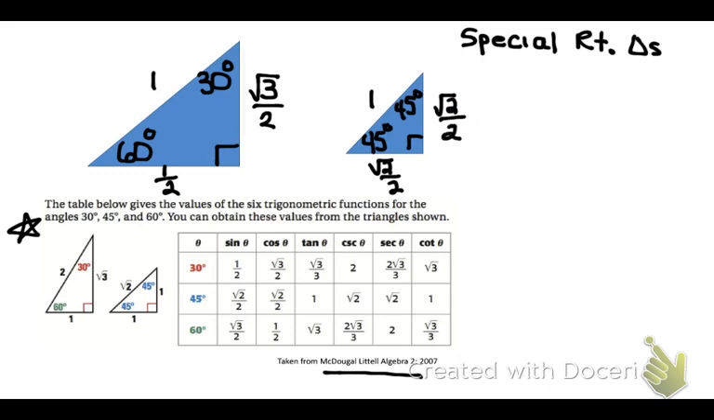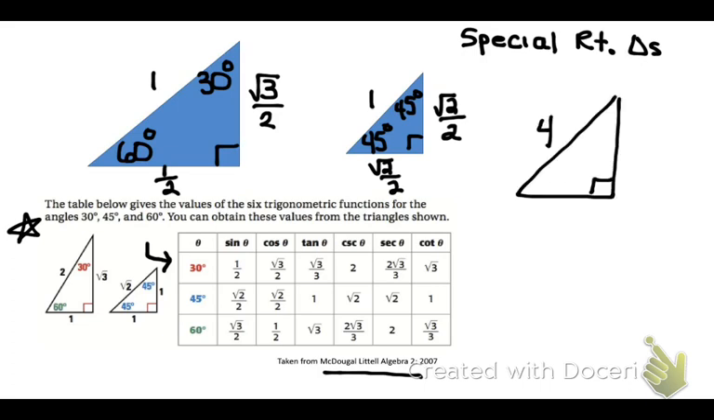So we're going to just look at the first row, the 30 degrees, and take a look at where these numbers came from, and then you could complete or practice the 45 degree and 60 degrees if you would like on your own time.